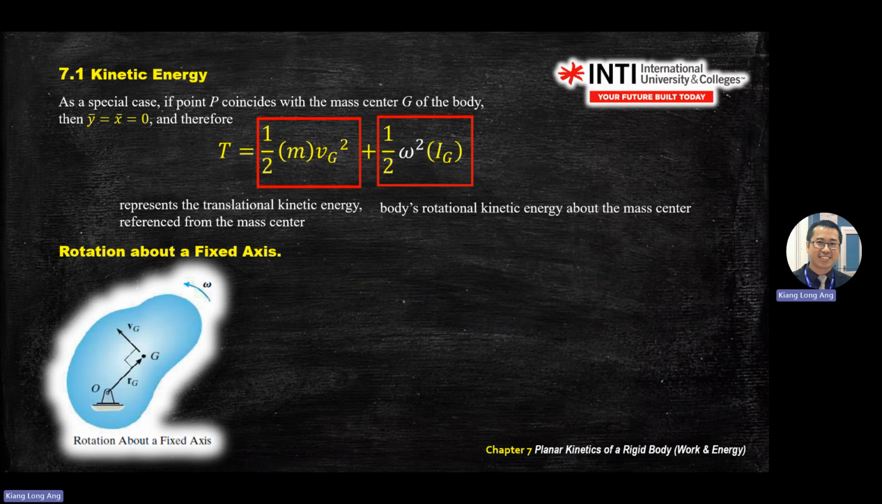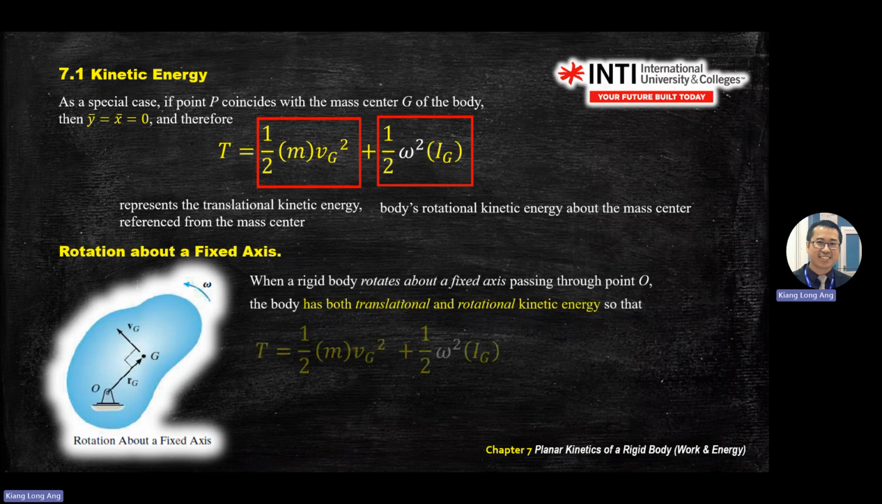Then if it's rotation, like this case, about a fixed point. For example, this one rotates at a fixed point with the R and V. You know how to find omega, right? V equals omega R. So you take velocity divided by R, you get omega. Once you have omega, you need to use two things. So you need to write this equation.